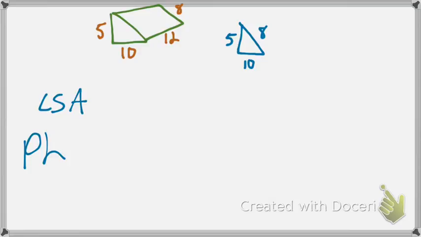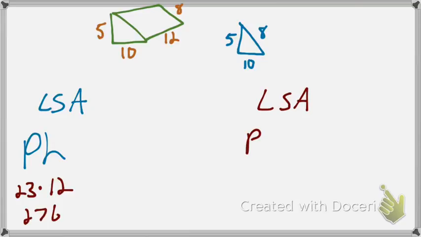All right, so perimeter of the base, 5 plus 10 plus 8, that's going to be 23. What's the height of this prism? 12. Good. I don't know what 23 times 12 is. You'll have calculators. It's 276. Good.